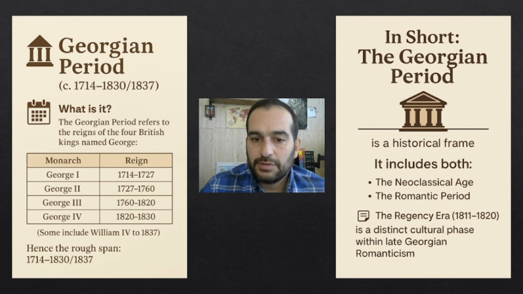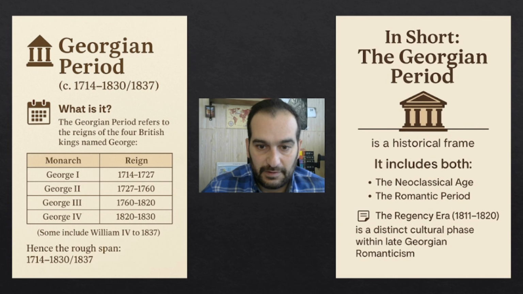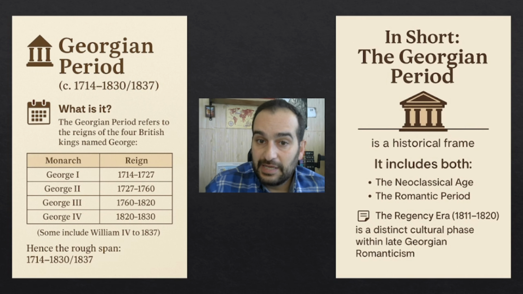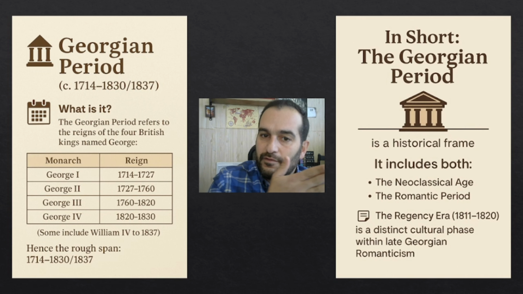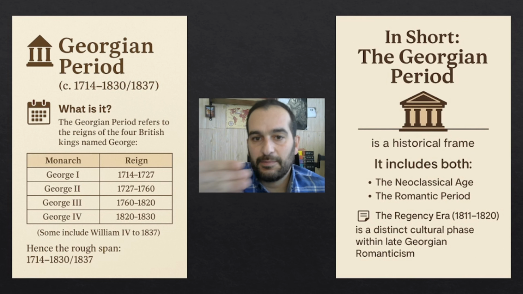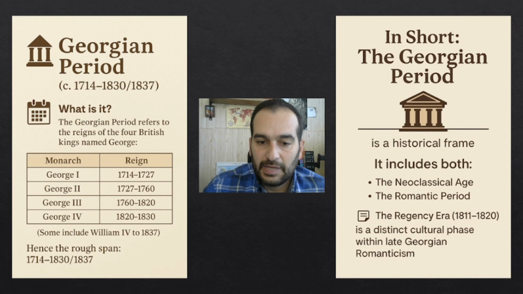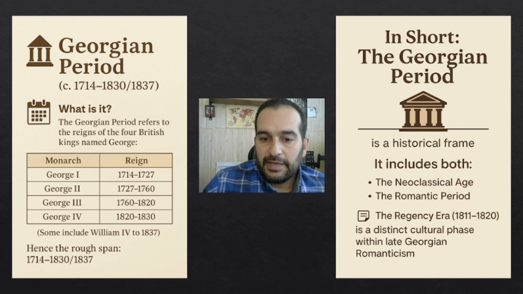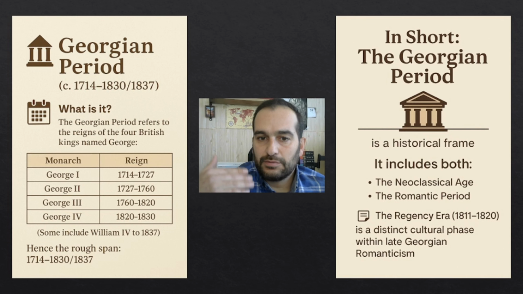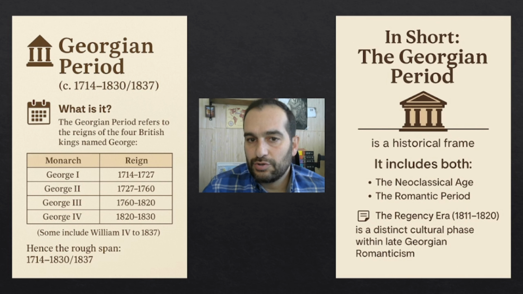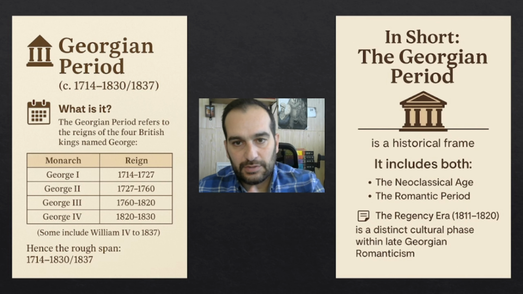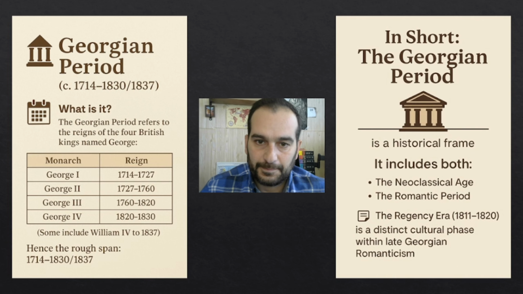So, in short, the Georgian period is a historical frame, not a literary movement. It includes both the end of the neoclassical age and the beginning of the Romantic period. And it includes this term, the Regency era, 1811 till 1820. And it is normally associated with Georgian Romanticism, like the end of the Georgian period.